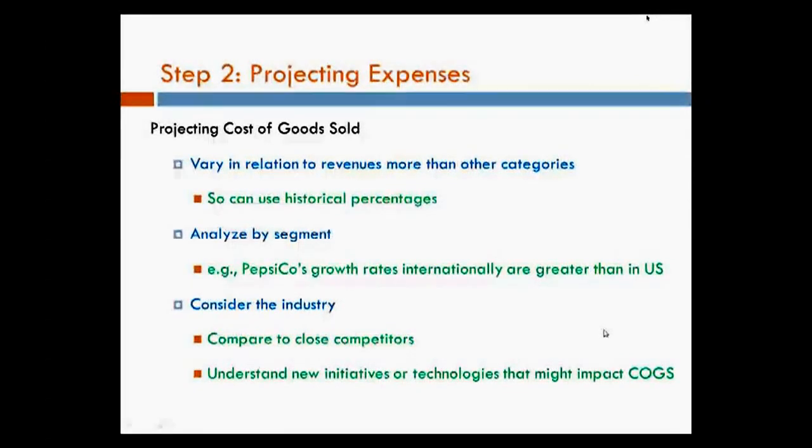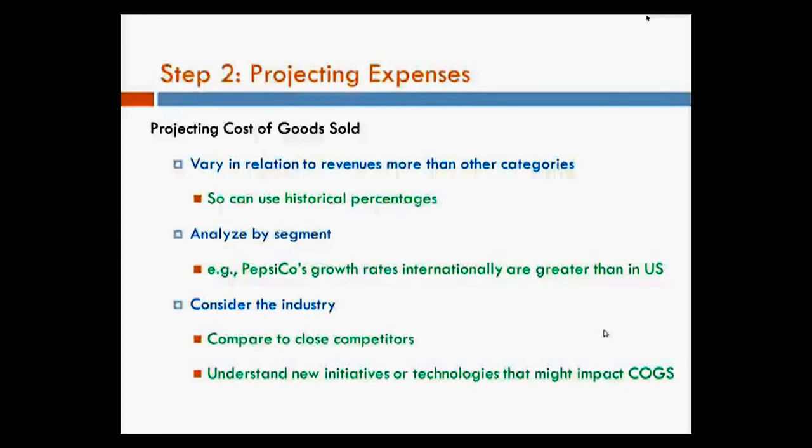Okay, so just as we talked about, you go category by category as you estimate your expenses. Cost of goods sold will vary directly with revenues more than most other categories. You can use historical percentages. If you're seeing that historically cost of goods sold are 35%, or whatever the number is, of your revenues, then you can say that's going to continue in the future. Since you've projected your revenues, you can then just assume your cost of goods sold will continue to be 35%.